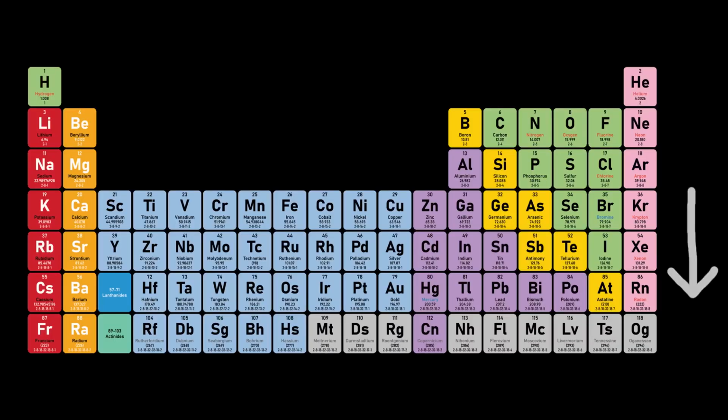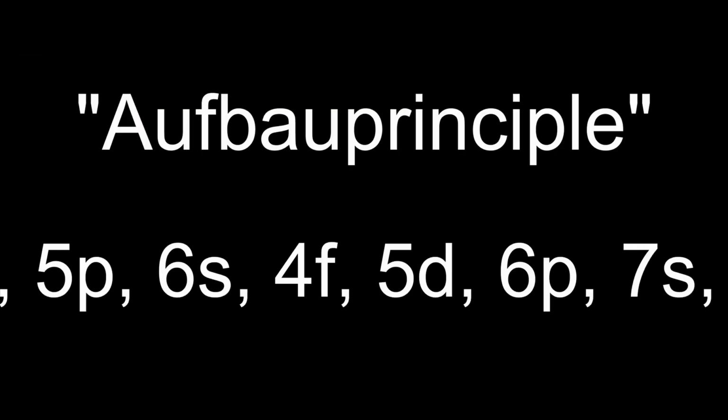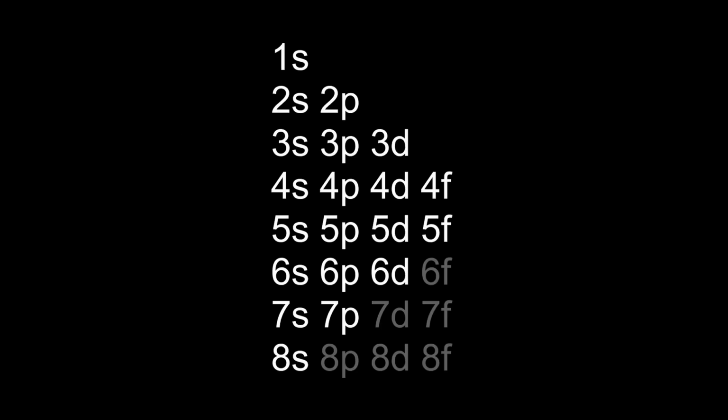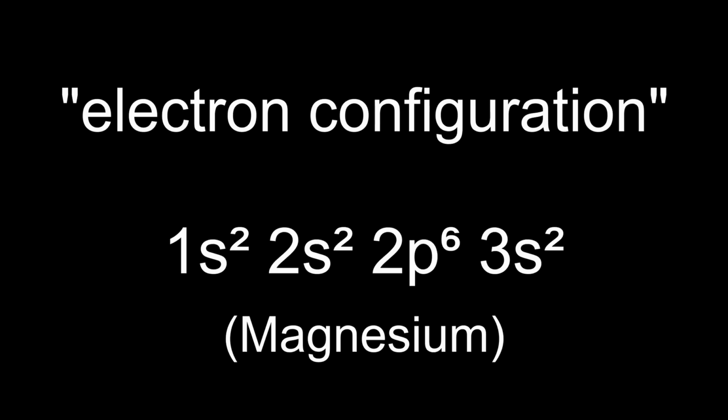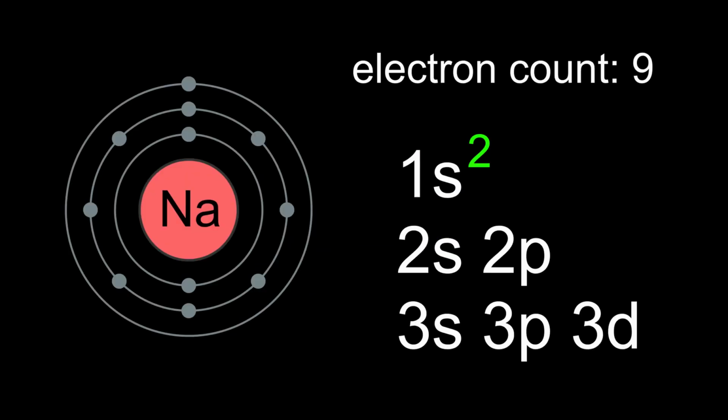The principal quantum number, and therefore the total number of shells, increases from top to bottom in the periodic table from 1 to 7. Every element has a different number of electrons that fill up these orbitals, and the different subshells and orbitals are filled in a specific order called the Aufbau principle. Just write down the subshells like this and draw diagonal lines from top right to bottom left. To get an electron configuration, just look up the number of electrons of the element in the periodic table and fill up the subshells in this order until there are no electrons left.